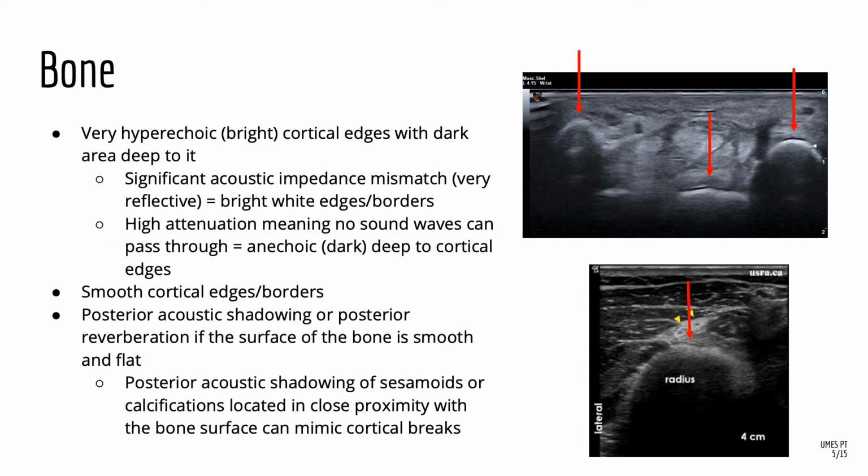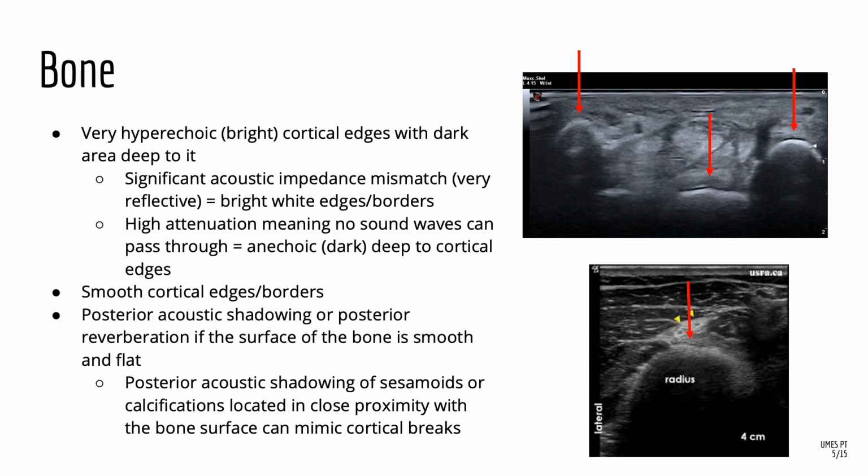It has smooth cortical edges or boundaries and posterior acoustic shadowing or posterior reverberation if the surface of the bone is smooth and flat. So this is in sesamoids or calcifications located in close proximity with the bone surface, can mimic cortical breaks. So it's not actually a break, it is an artifact. So we talked about that earlier, why it's so important to know artifacts and where they're seen and how they're created so that you don't say something is broken when it actually isn't.